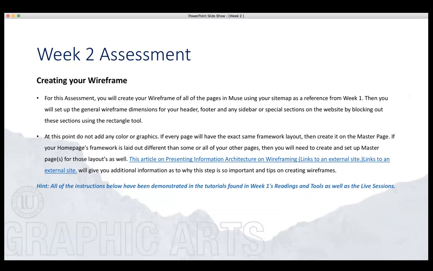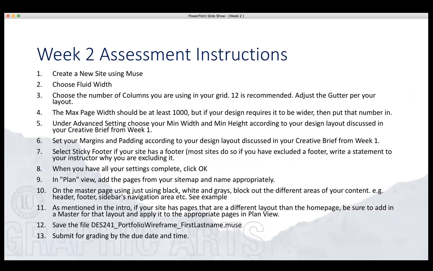All instructions below, we're going to demonstrate in just a few minutes. Your actual instructions are to create a new site using Muse. Choose fluid width, choose the number of columns you are using in your grid. 12 is recommended. Adjust the gutter per your layout, or you can use the default. I normally use the default. The max page width should be at least 1,000 pixels. But if your design requires it to be wider, then put that number in.